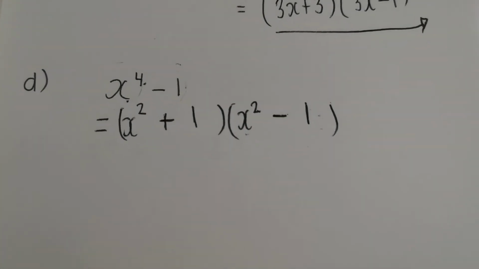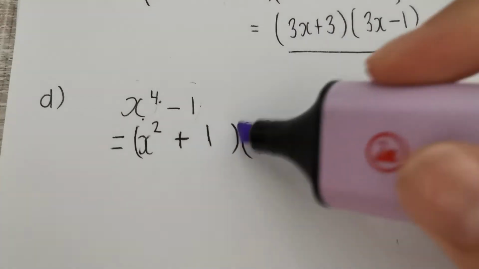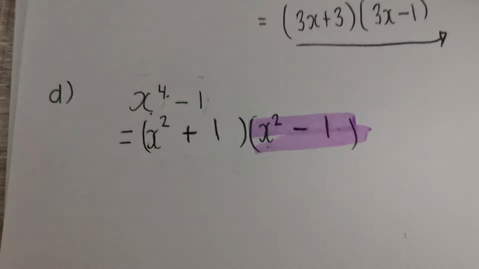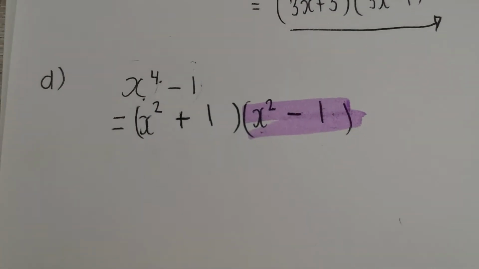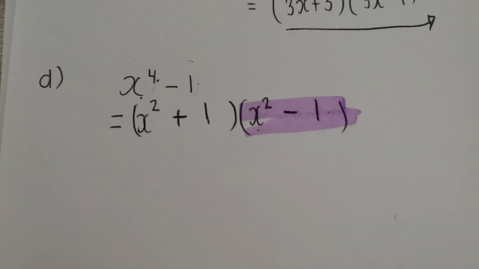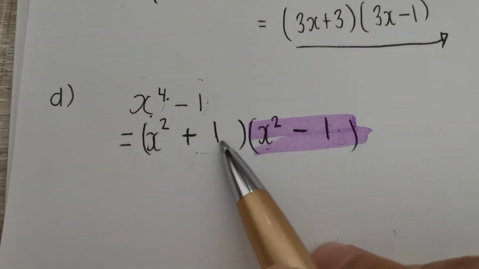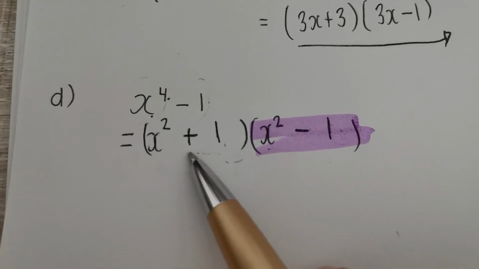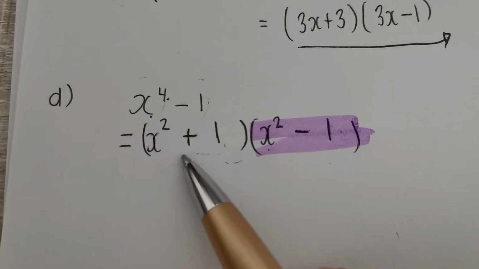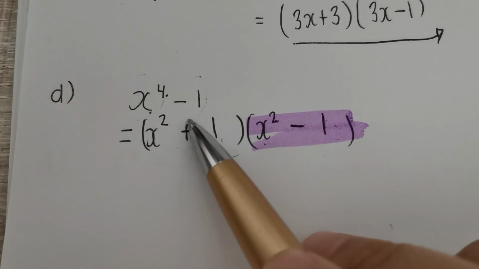So we can factorize this part. Let me highlight it for you. This part over here can be factorized again. It's difference of two squares all over again. Okay, is this part difference of two squares? This is a perfect square. This is a perfect square. Why isn't it? Because it has an addition sign. Remember, difference of two squares stands for difference. This is not difference. This is sum.